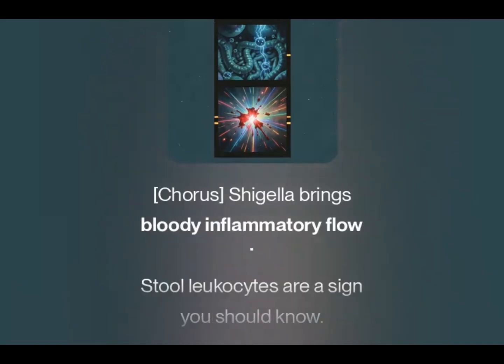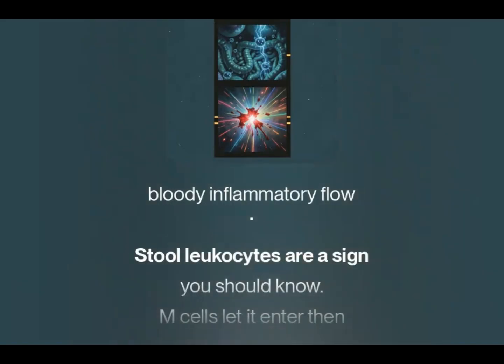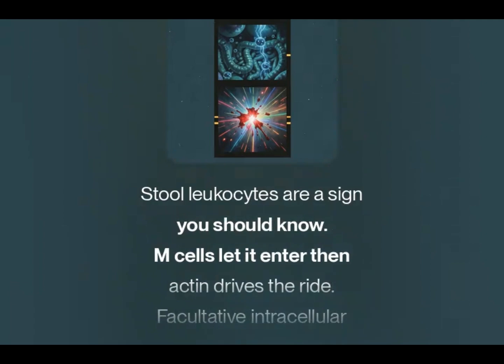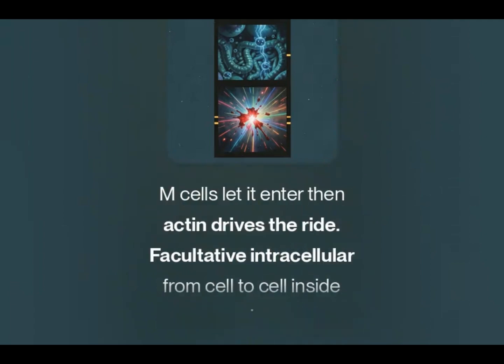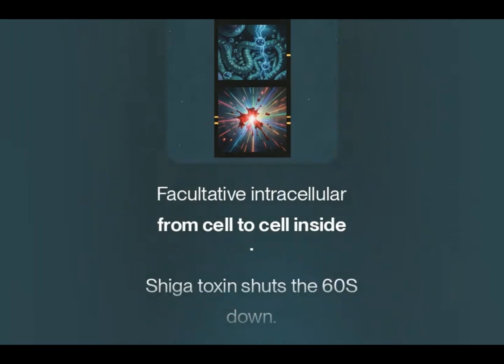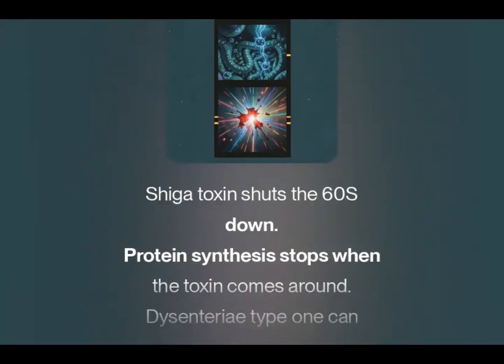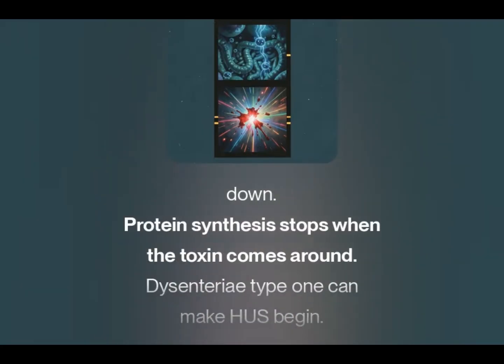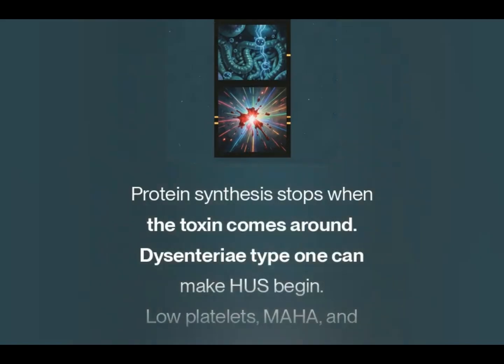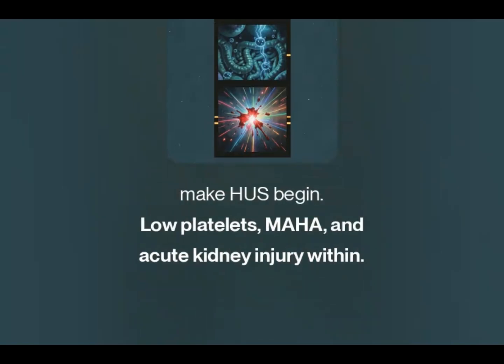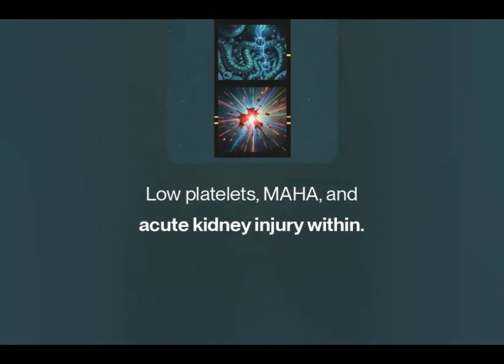Shigella brings bloody inflammatory flow. Leukocytes are a sign you should know. M cells let it enter, then actin drives the ride. Facultative intracellular, from cell to cell inside. Shiga toxin shuts the 60S down. Protein synthesis stops when the toxin comes around. Dysentery type 1 can make HUS begin. Low platelets, MAHA, and acute kidney injury fit.